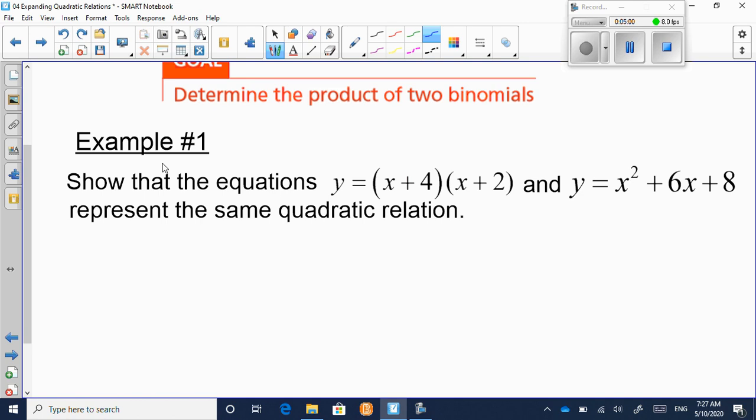So we're going to start with an example here. It says, show that these two equations represent the same quadratic relation.